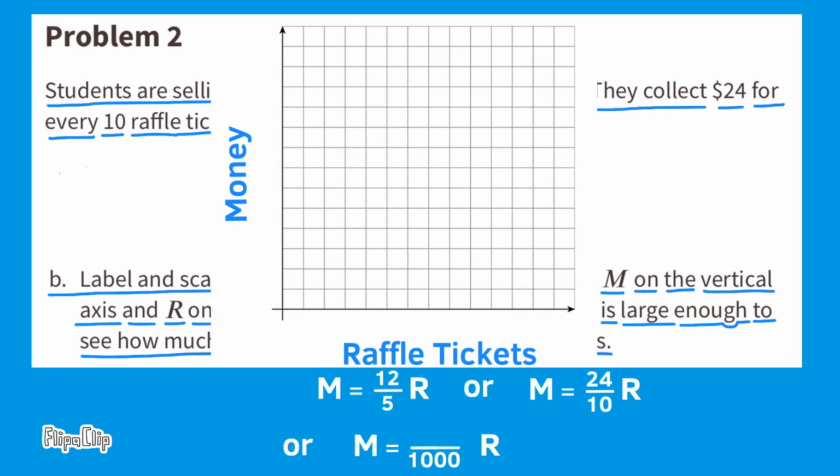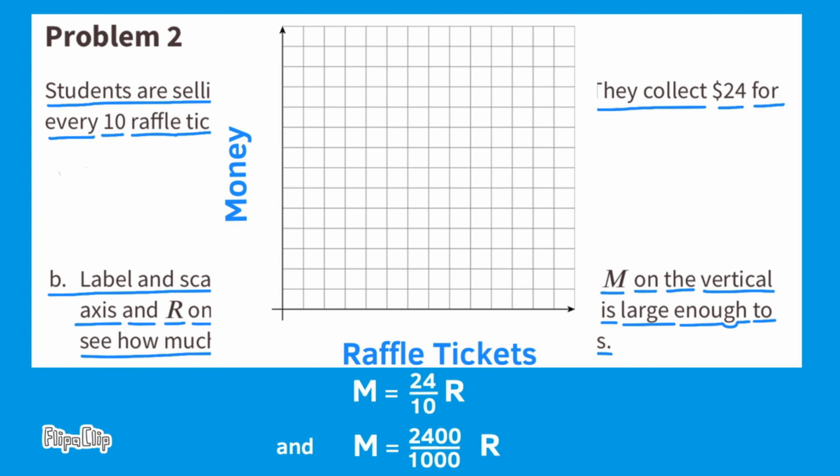Or M equals 2,400 divided by 1,000 times R. 12/5, 24/10, and 2400 thousandths are all equivalent fractions. Their equations all have the same meaning. I think I'll use M equals 24/10 times R and M equals 2400 thousandths times R to help me come up with coordinates to plot points on this graph.